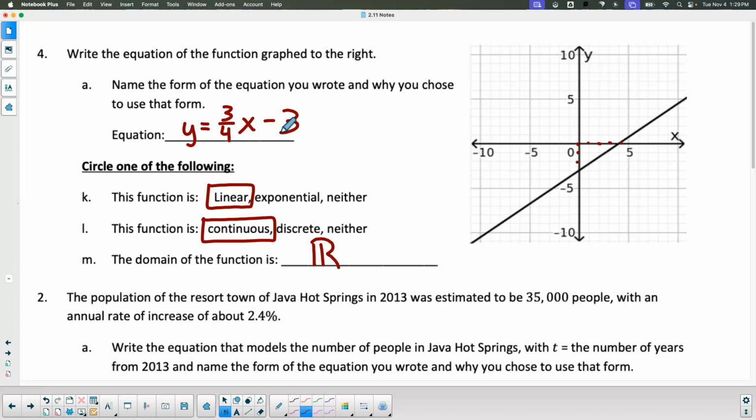Wait, are there restrictions when x is equal to or greater than something? Is that what the restriction is? That would be the restriction, yes. Okay, so how do you do those? Well, we'll get to one.